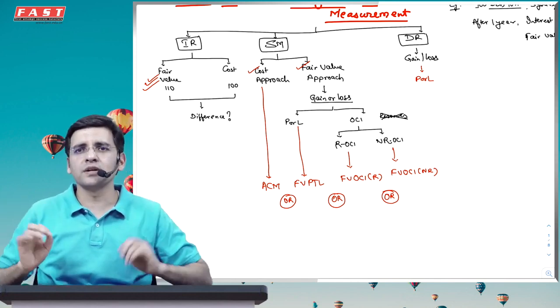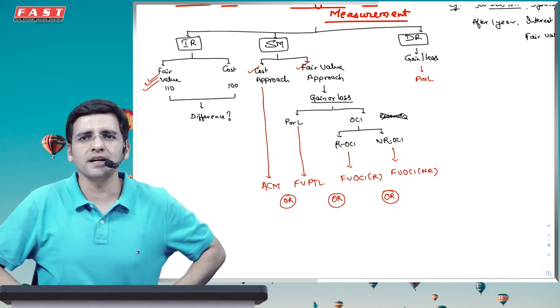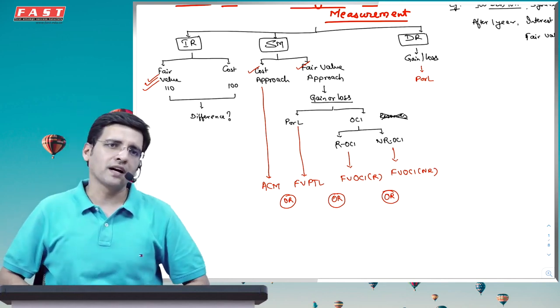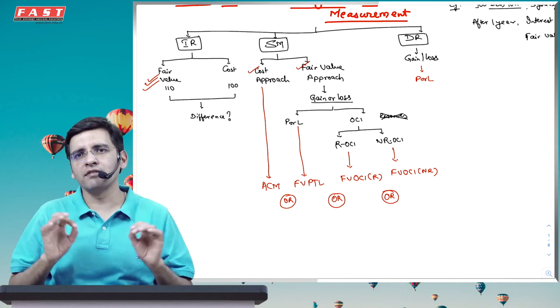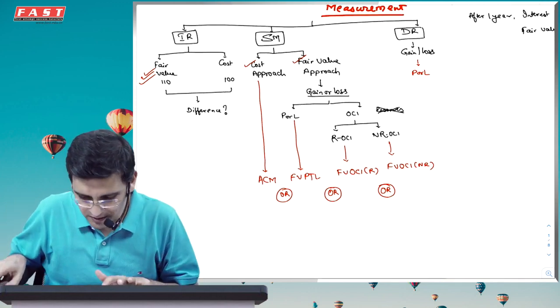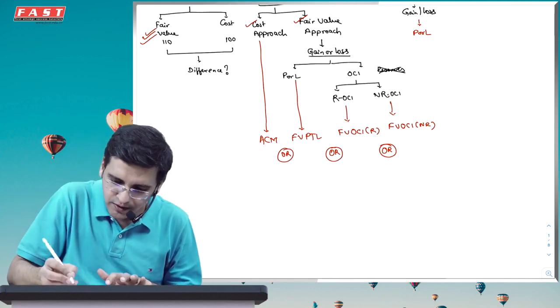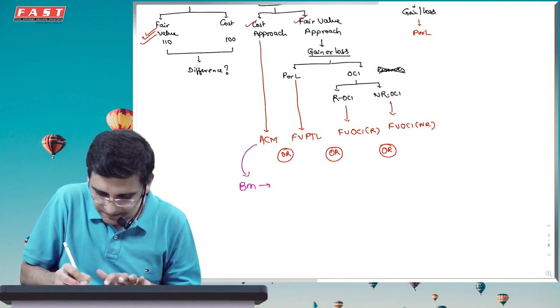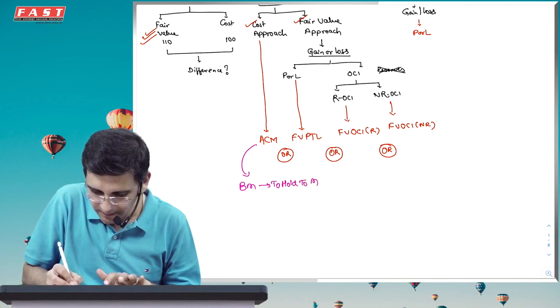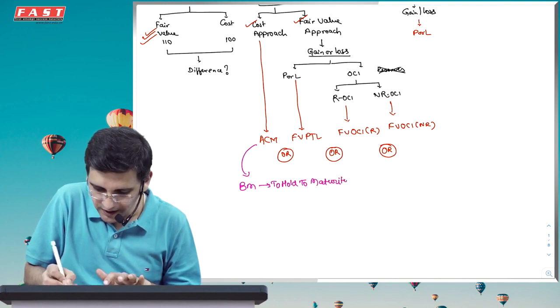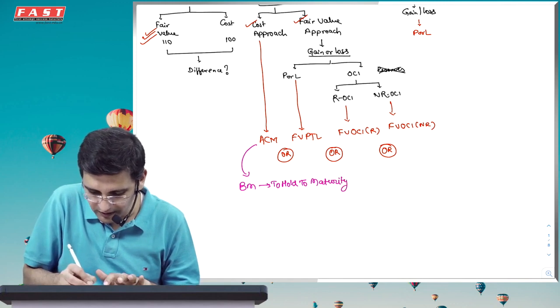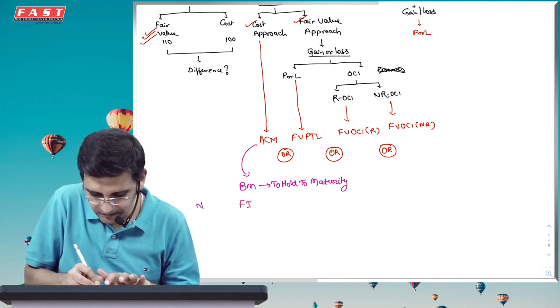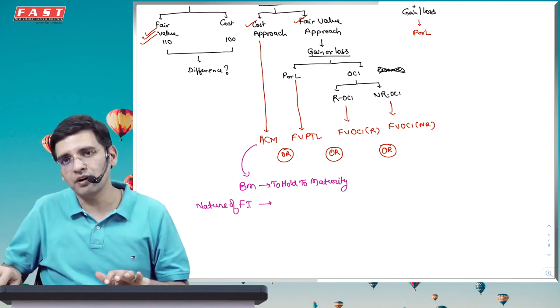Business model is just to hold it till maturity. If that is the case, you can go with cost model. If that is not the case, the cost model is never ever available to you. So cost model is only available to those set of entities whose business model is to hold to maturity. And when I say to hold to maturity, it also means what should be the nature of the financial instrument. The financial instrument should also have a nature that it has a maturity.